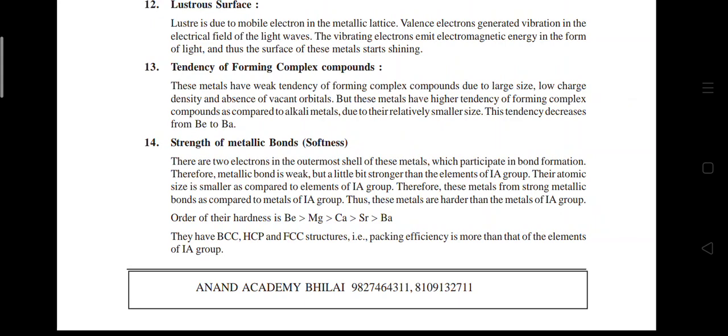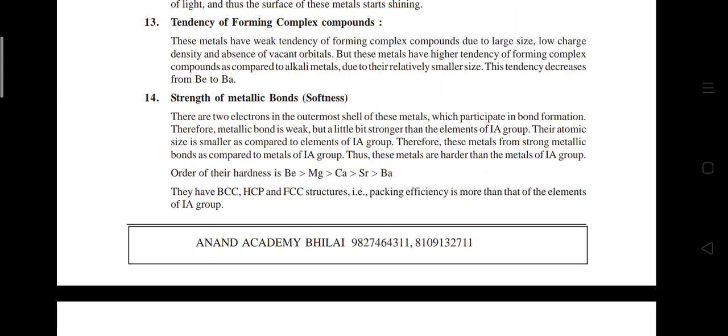13th, tendency of forming complex compounds. These metals have weak tendency of forming complex compounds due to large size, low charge density and absence of vacant orbitals. But these metals have higher tendency of forming complex compounds as compared to alkali metals due to their relatively smaller size. This tendency decreases from beryllium to barium.